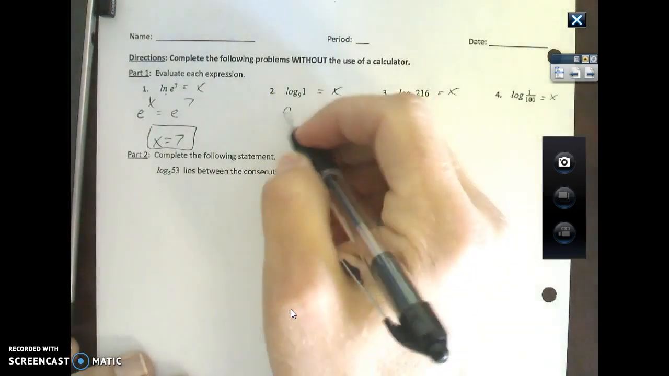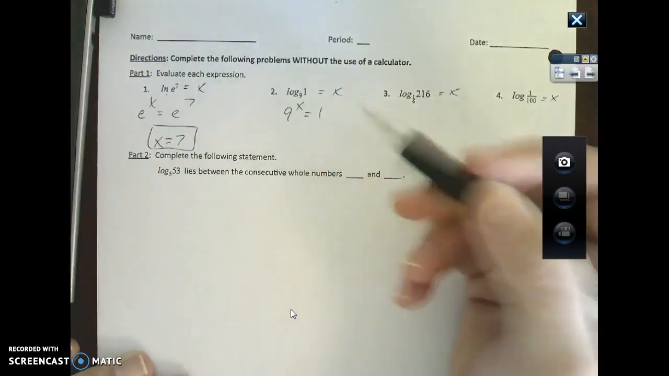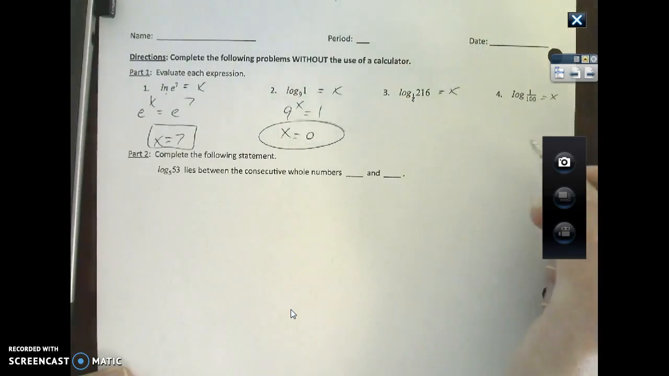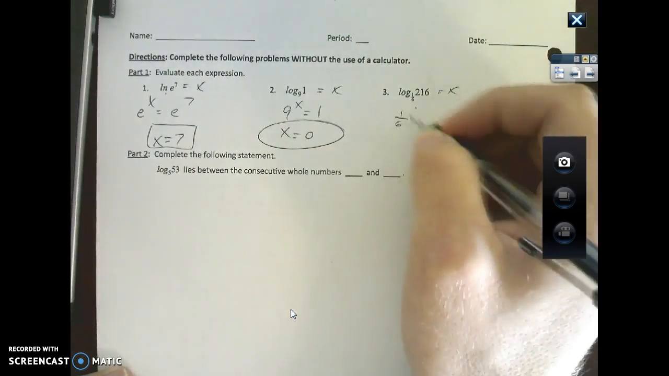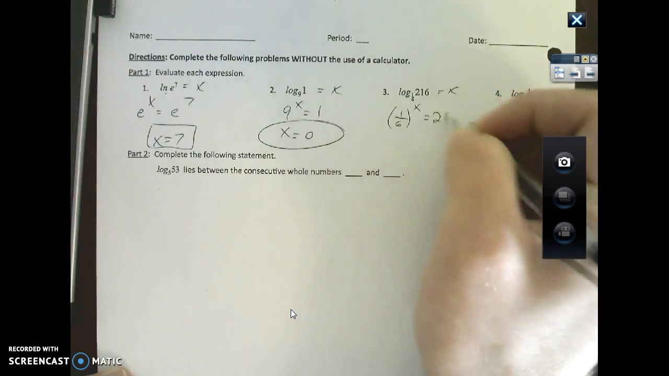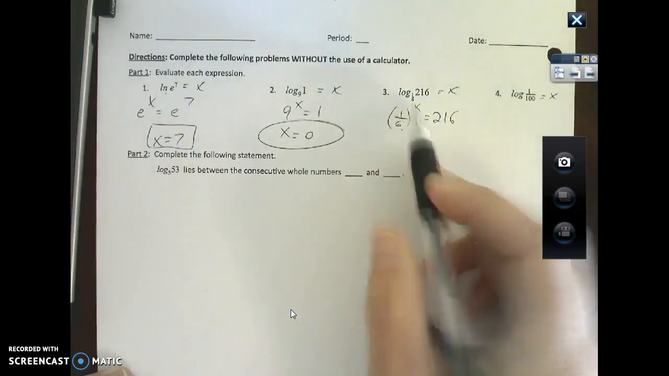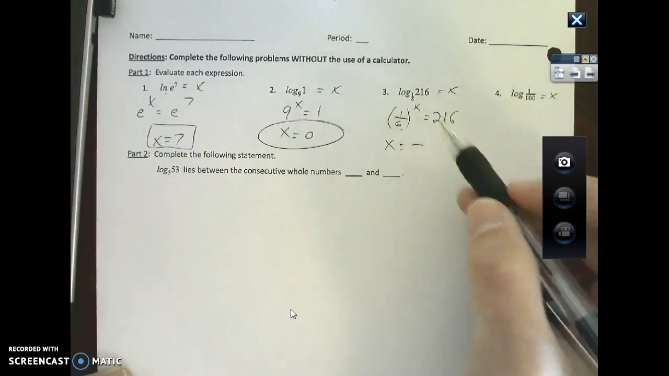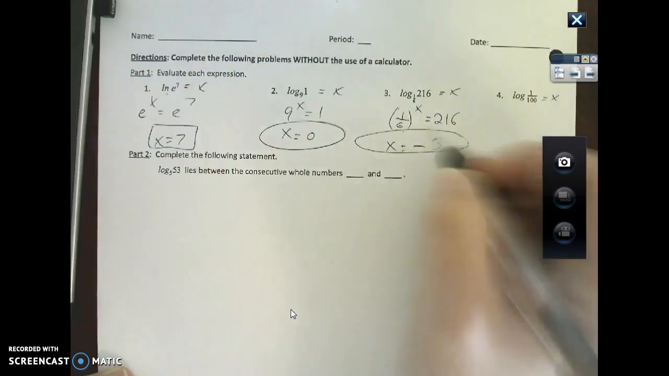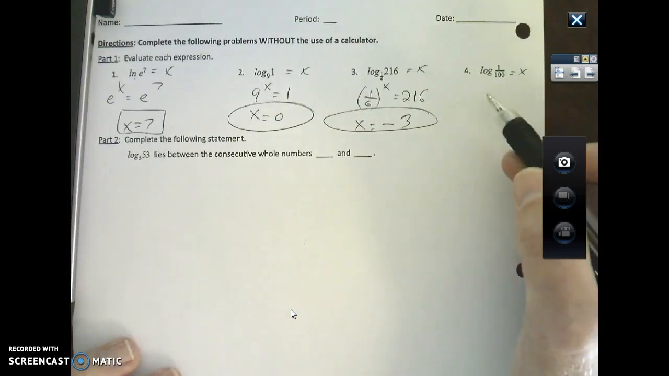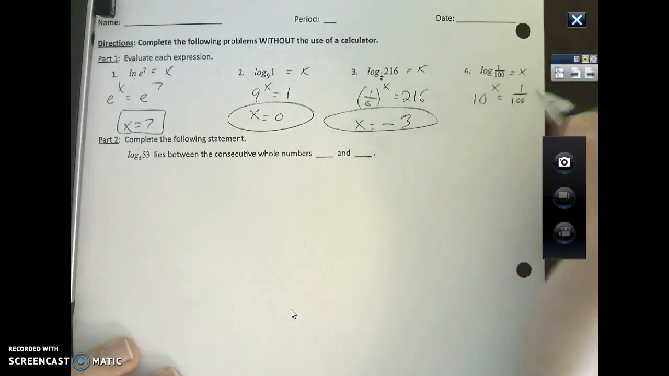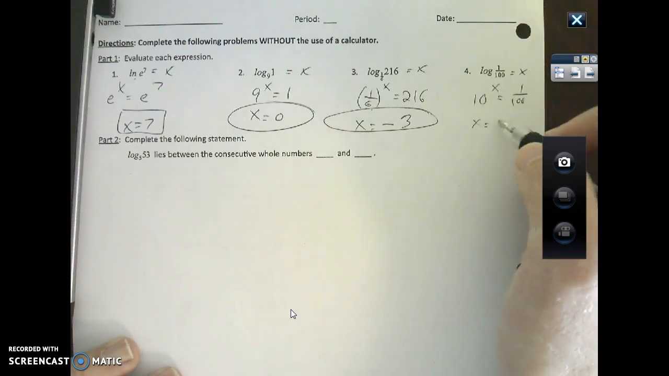9 to the x equals 1. What does 9 have to be raised to in order to equal 1? It's just 0. Here. 1/6 raised to the x power equals 216. In order to get 6 from the denominator to numerator, my exponent has to be negative. And then 6 raised to what power gives you 216? 3. Okay. What's the base of this over here? It's common log, so it's 10. 10 to the x equals 1 over 100. How do you flip it? Guys, if you need to flip it, it has to be negative. And then 10 raised to what power gives you 100? 2.